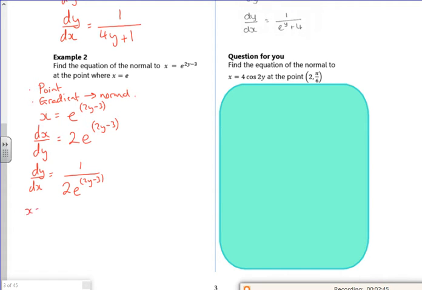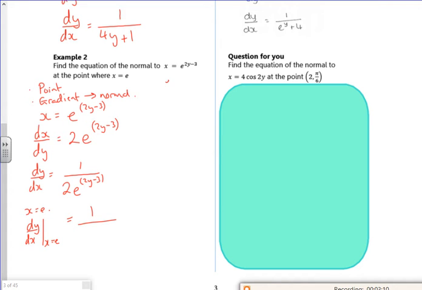So I want dy by dx when x is e. I've got 1 over, what have we got? Oh, hang on, I need it when x is e. So for x is e, I can't put that in, can I? It's the wrong letter. So hang on a second, what I need to do is find the y value that goes with it.